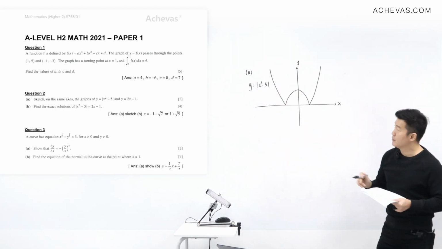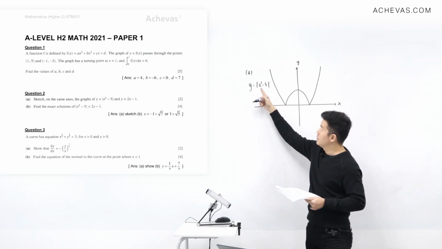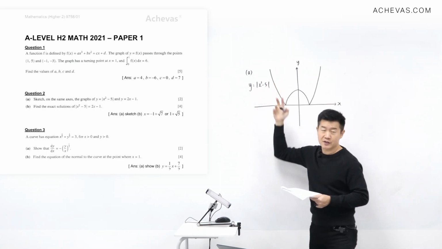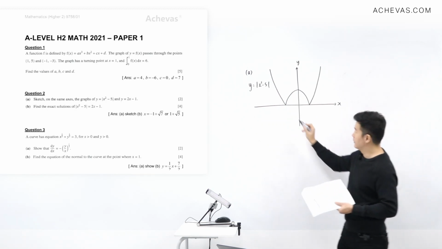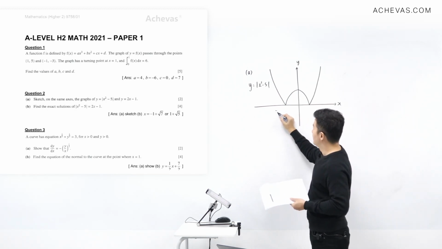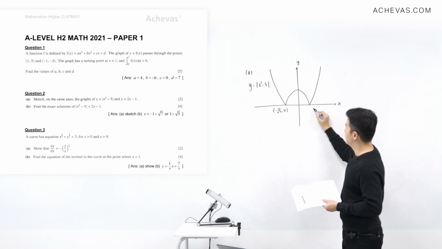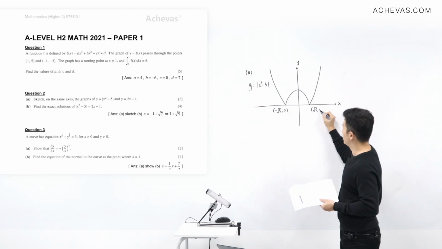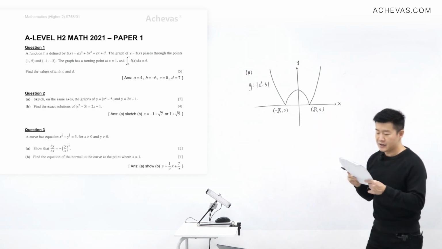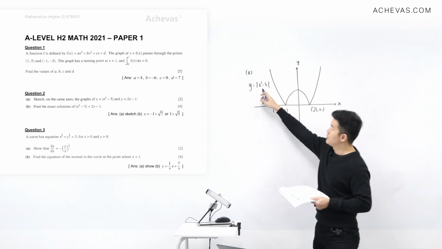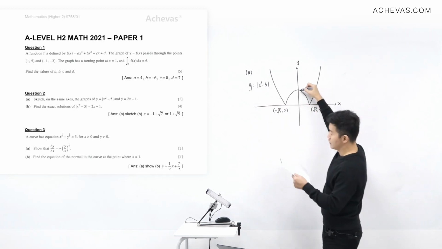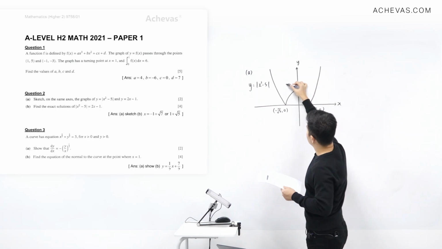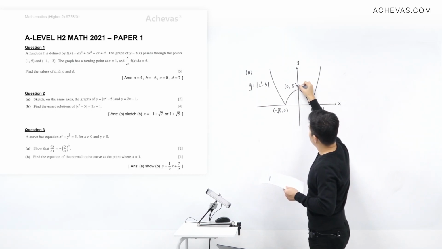So for this graph, if I were to let y be equal to 0, modulus of x squared minus 5 is going to be equal to 0, so x is going to be plus or minus square root of 5. So this point here is going to be minus square root of 5, 0. And this point here is going to be square root of 5, 0. And if I were to let x be equal to 0, y is going to be equal to modulus of minus 5, which is going to be equal to 5. So this point here will have a coordinate of 0, 5.